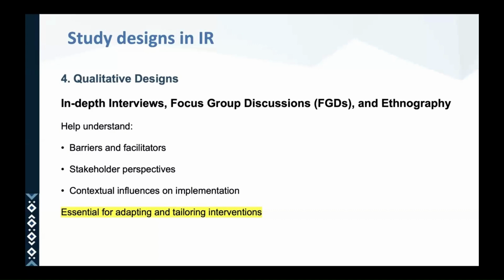And they are very essential for adapting and tailoring our interventions, because you may want to understand the perspective of stakeholders in a community where you want to conduct a study before you go ahead to implement that study. Because if you don't do that, you will not be able to better adapt or tailor your interventions based on the barriers that you identified in that community.